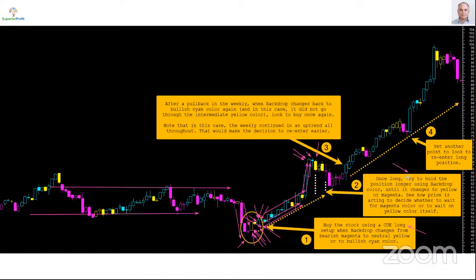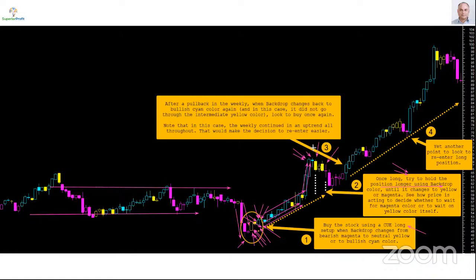Once long, try to hold the position longer. This is more true for position trading or longer term investing. Swing traders may book profit early, but otherwise not swing position or longer term. Once long, try to hold the position longer using backdrop color until it changes to yellow or magenta. See how price is acting to decide whether to wait for magenta color, which came on this day, or to exit on yellow color.